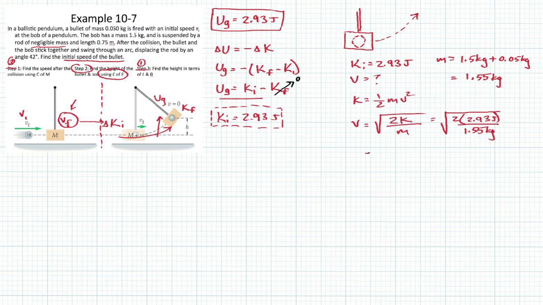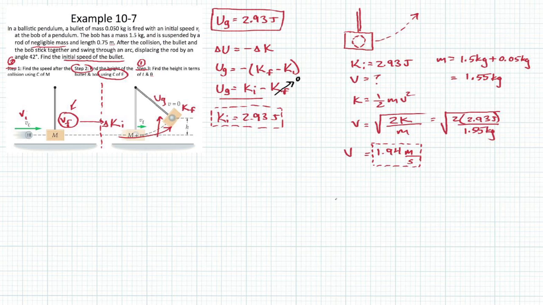And that should give us a velocity of what? 1.94 meters per second. Let's put a nice dotted box around that. Velocity is 1.94 meters per second.